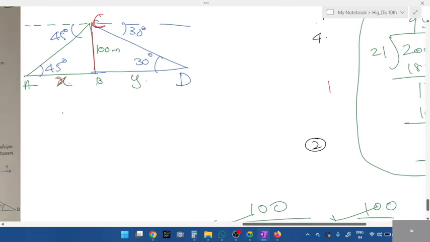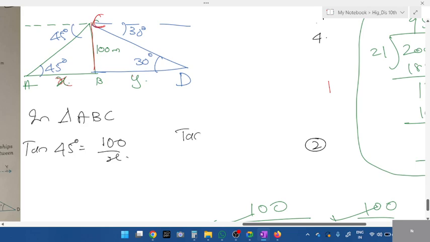Okay, now tell me, what's the first triangle I have to consider in this? In triangle ABC, tan 45 is equal to how much? Tan 45 is equal to 100 divided by X. Next, tell me the next one. In the next triangle, tan 30 degrees is equal to 100 divided by Y.